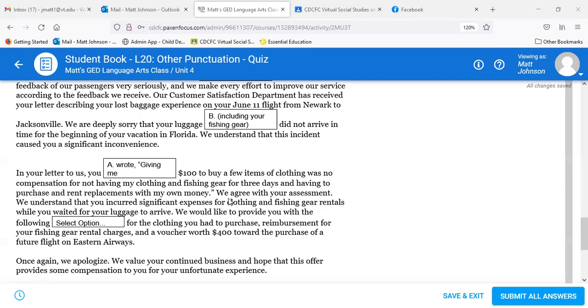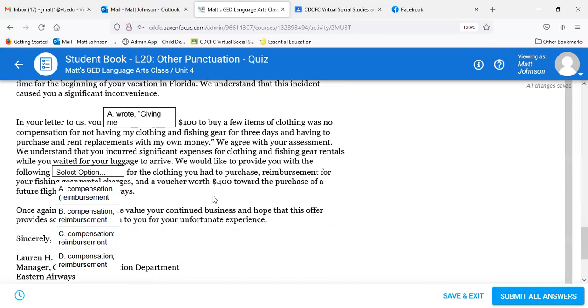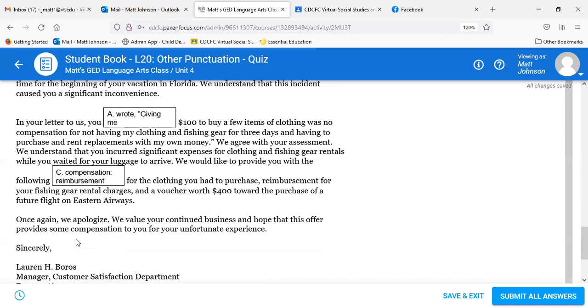We agree with your assessment. We understand that you incurred significant expenses for clothing and fishing gear rentals. While you waited for your luggage to arrive, we would like to provide you with the following compensation. Grace, what punctuation do we use there? We have to provide you with the following. First, for the clothing you had purchased, reimbursement for your fishing gear. Yeah, so we have a complete idea. We would like to provide you with the following compensation.